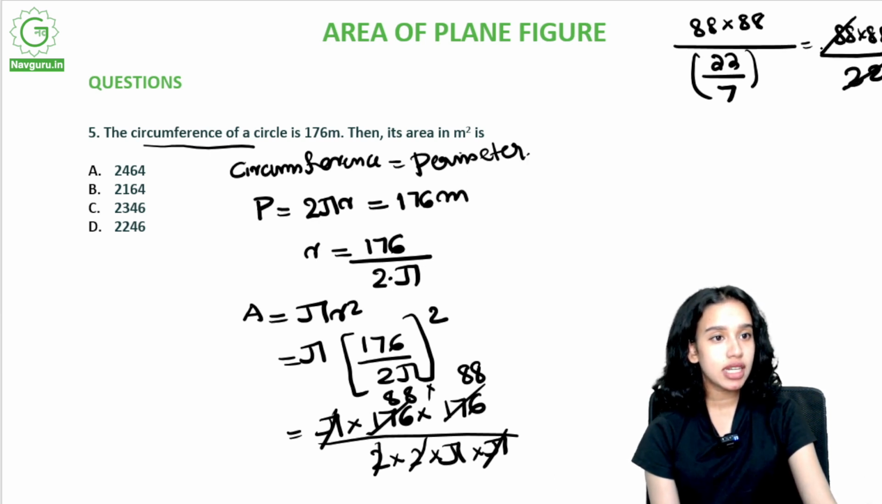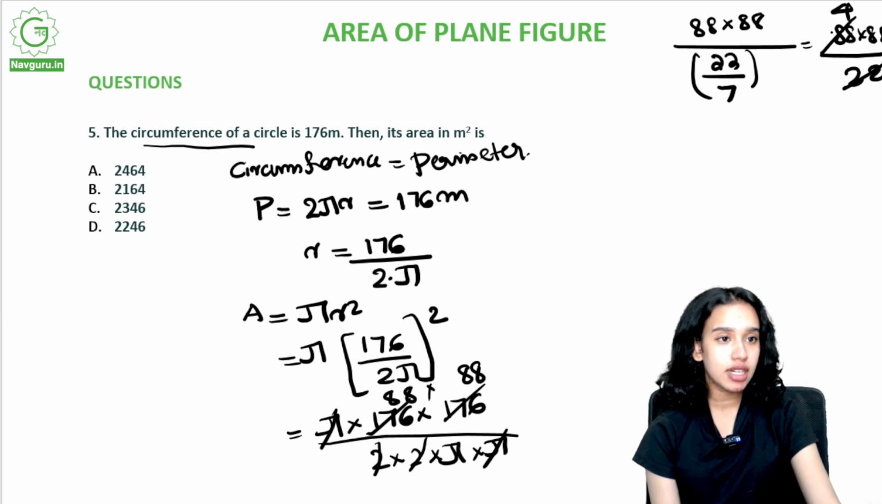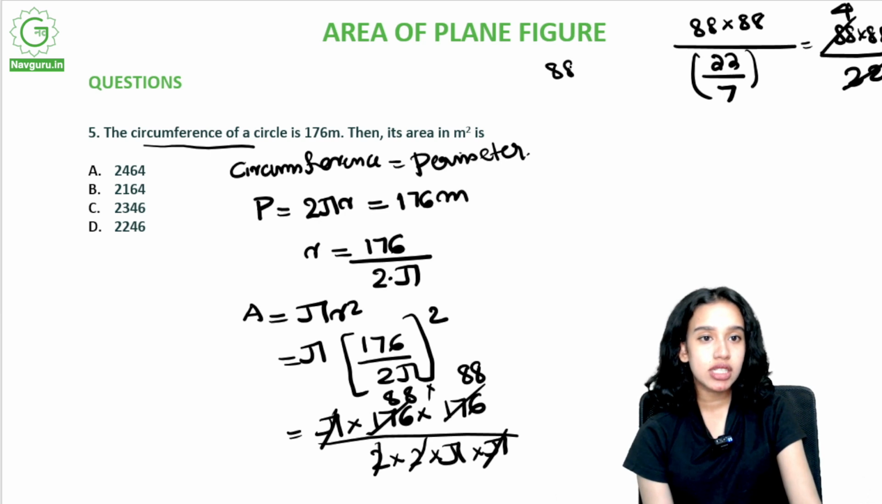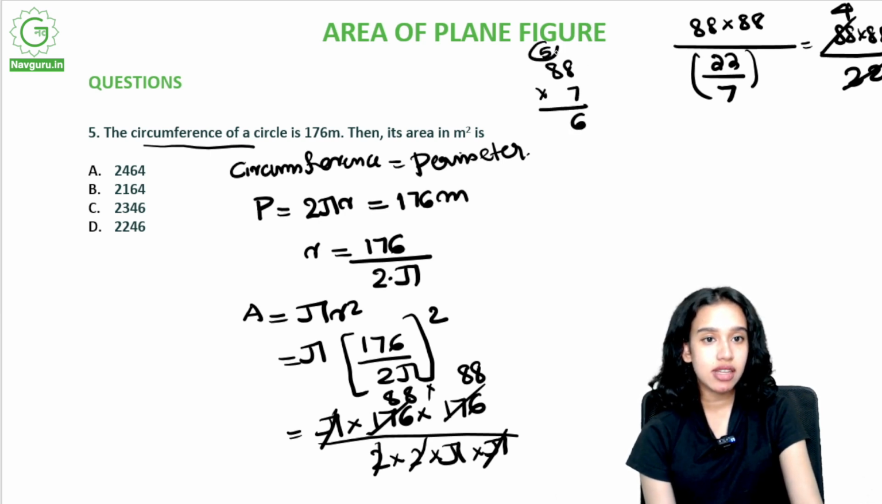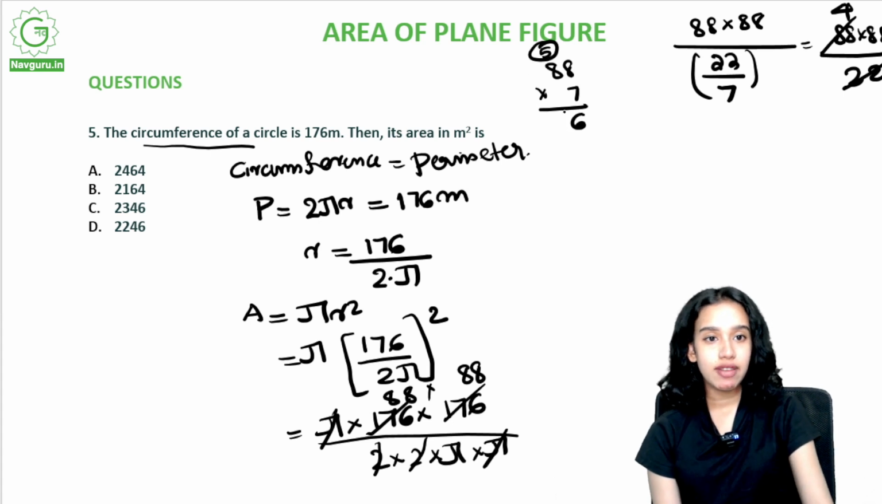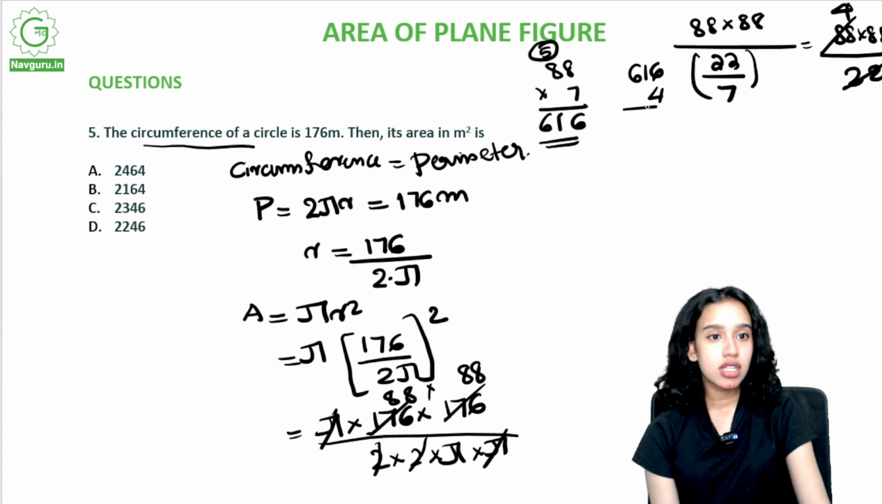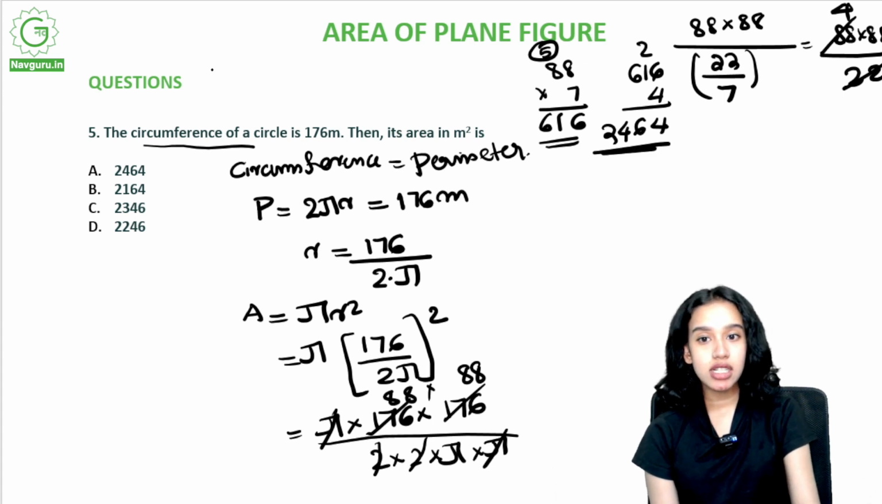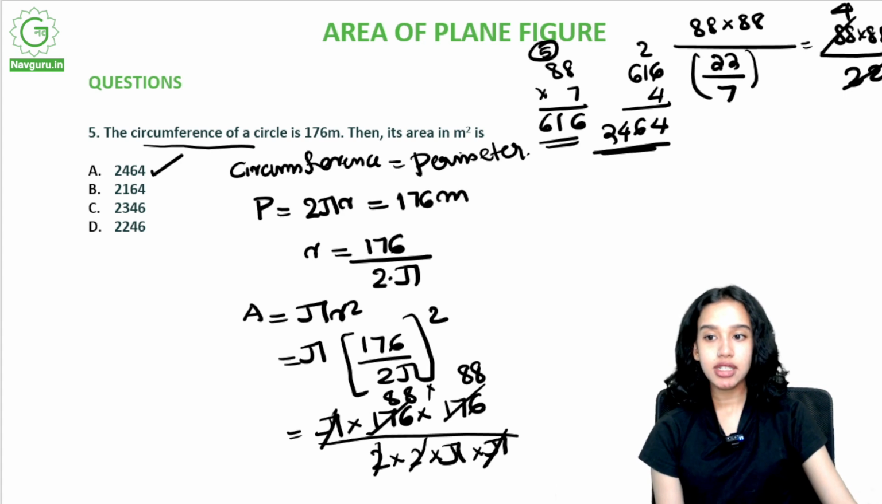Now 22 and 88 goes 4 times, right? Now we have 88, 7 and 4. Let's see what is 88 into 7. 7 8s are 56, again 7 8s are 56 plus 5 is 61, so 616. Now what is 616 into 4? 6 4s are 24, 4 1s are 4, and 6 4s are 24. So we got the answer as 2464 meter square, right?